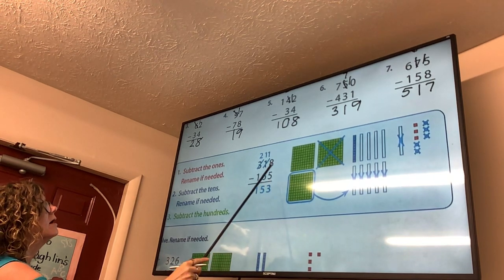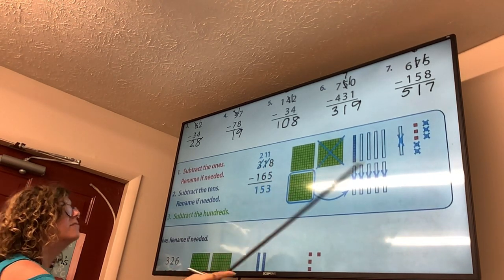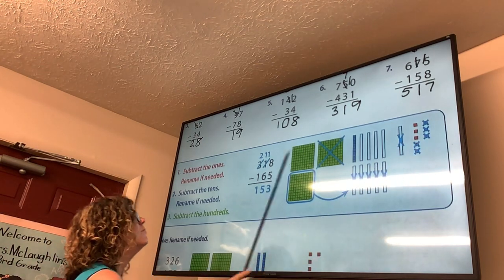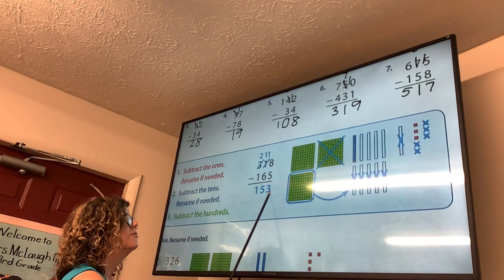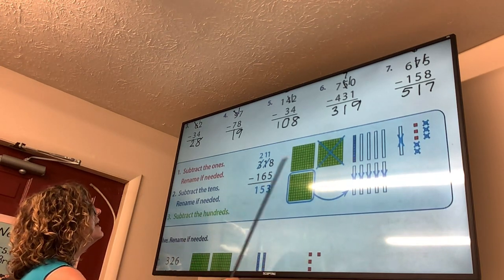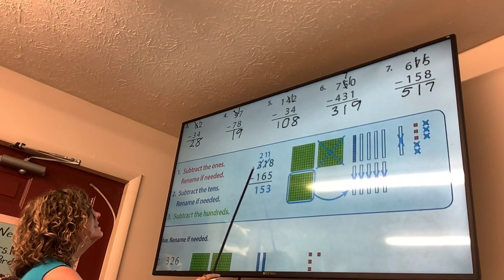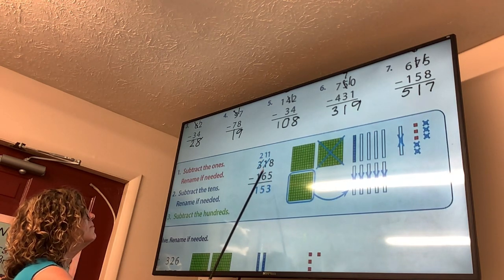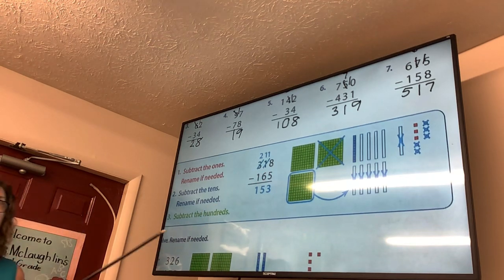So 8 minus 5, they could do that. So they just went ahead and crossed out 5. It left them with 3. All right. Then when you got to your tens, it had a 1 in the tens because it was 318 minus 165. So you were saying 1 minus 6. Can you do that? No.